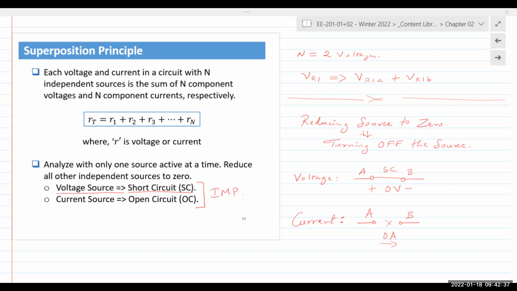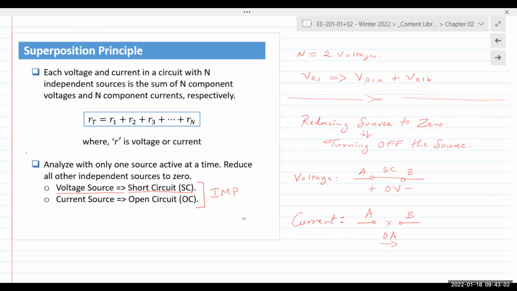All right, questions? Any questions? Again, the important point you have to remember is this right here. Yes. Yeah, I'll show an example.